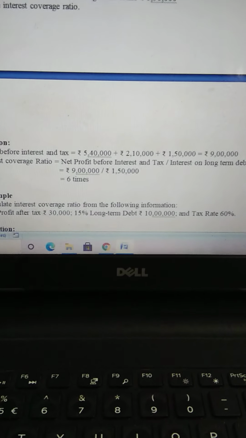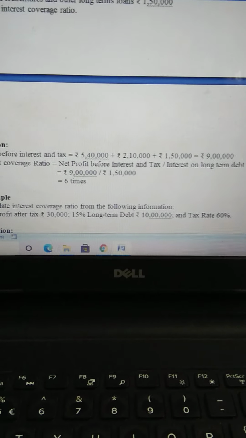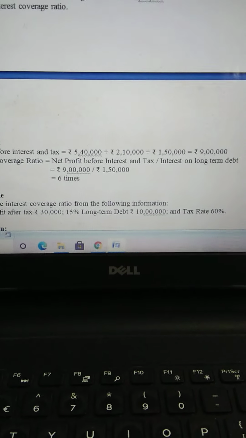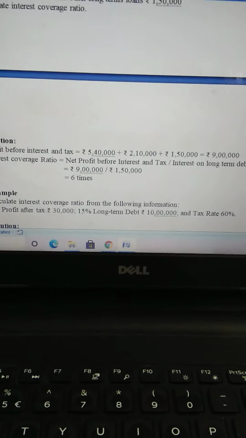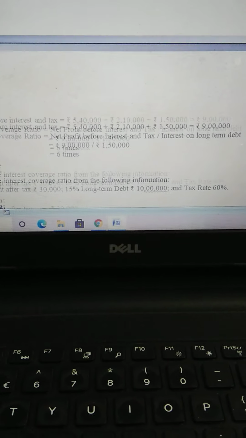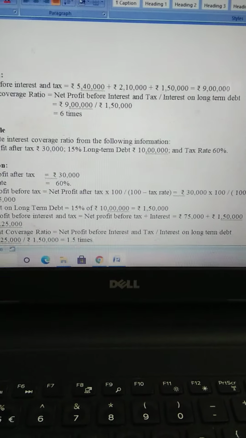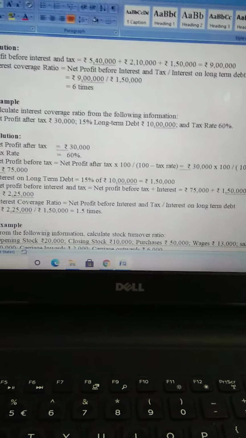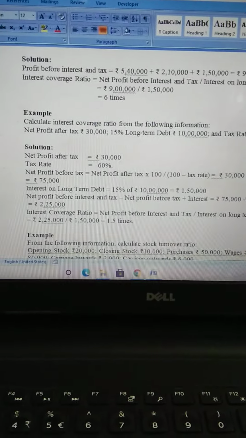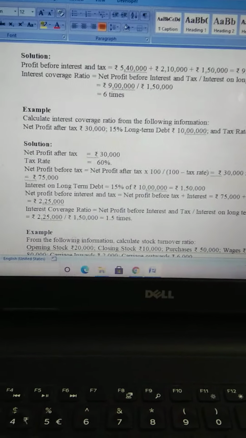That is already given in the question. Interest on debentures and other long term loans 1,50,000. That's why it came out as 6 times. Next question. Calculate interest coverage ratio from the following information.